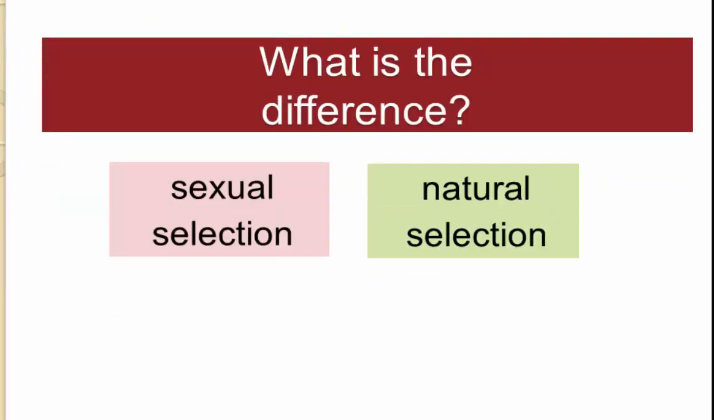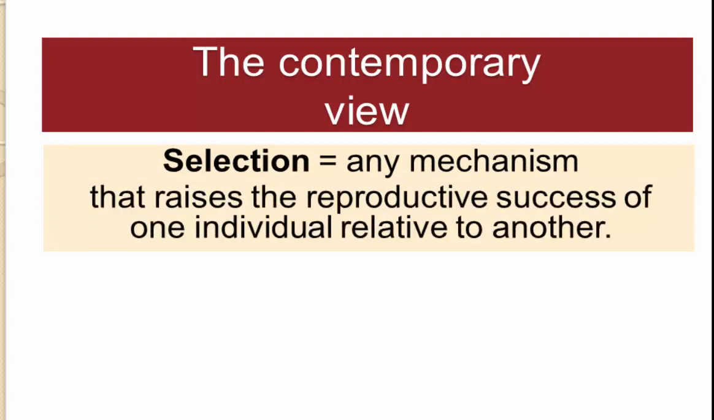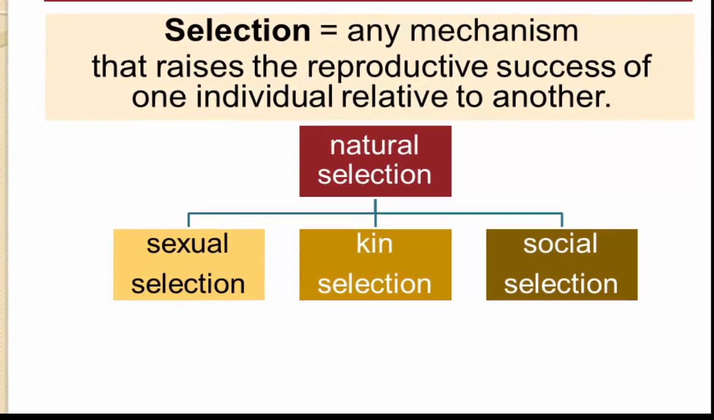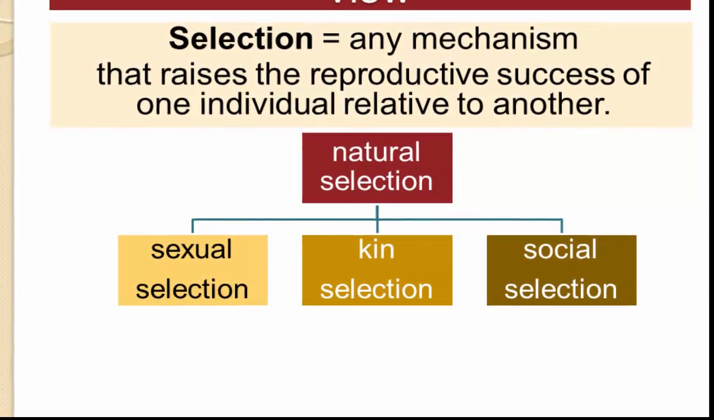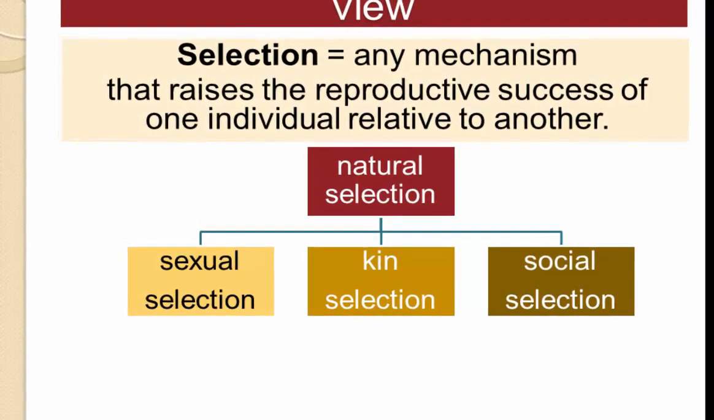Now, the last question that we're going to consider in this presentation is: what's the difference between sexual selection and natural selection? In the contemporary view of things, selection in general refers to any mechanism that raises the reproductive success of one individual relative to others. And many different varieties of selection or selective mechanisms have been identified. All of these together are grouped under natural selection. So today, sexual selection is thought of as a form of natural selection, as is kin selection and social selection.